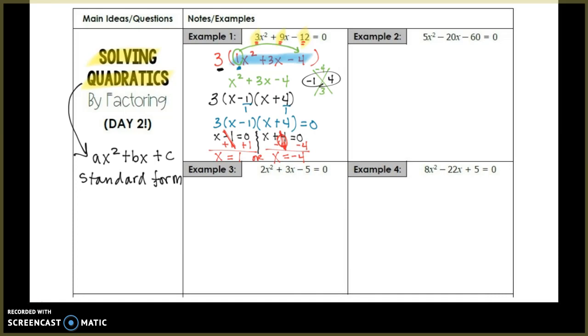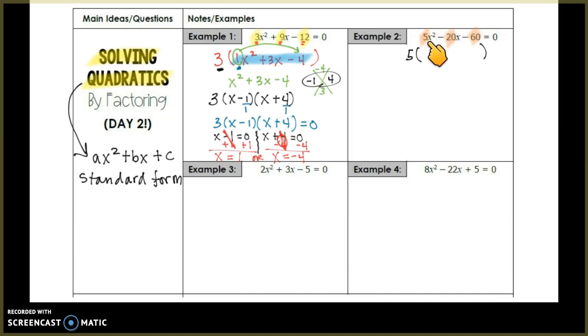I want you to think about, what does each one of these numbers have in common? I have 5x squared, I have a 20x, and I have a 60. So try to think about what number, because example 1 and 2 are essentially the same. We have to take a number out first before we can use the slip and slide method. So what number can we take out? If you thought 5, you would be correct.